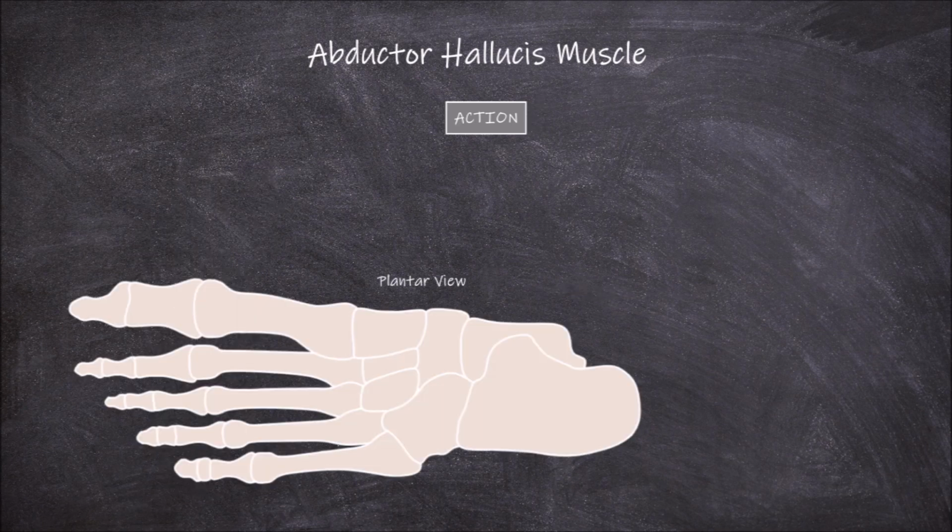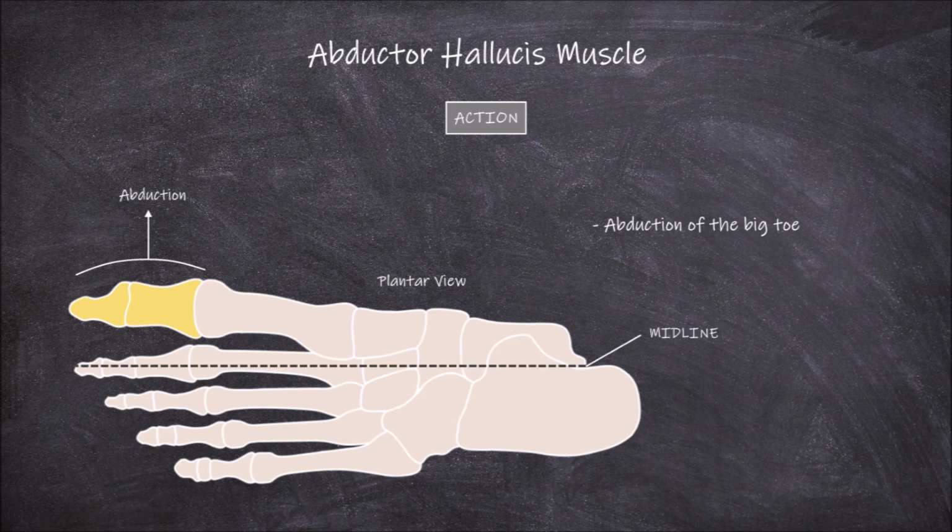What actions is this muscle involved in? This muscle functions primarily in the abduction of the big toe. In other words, the movement of the big toe away from the midline of the foot.